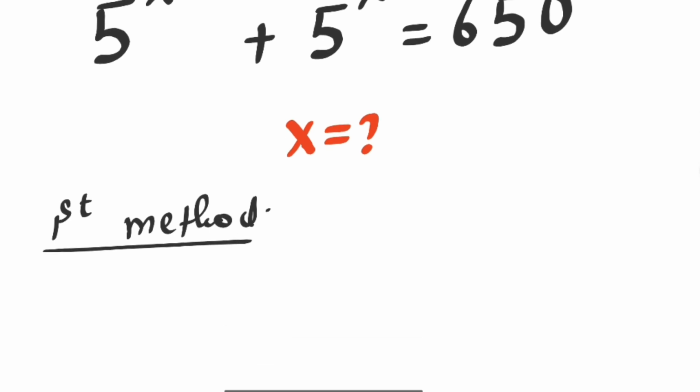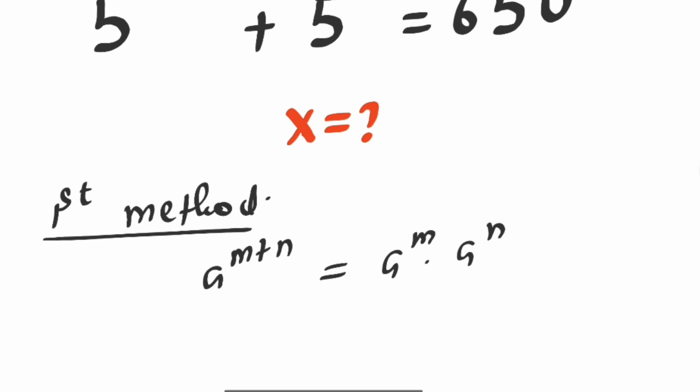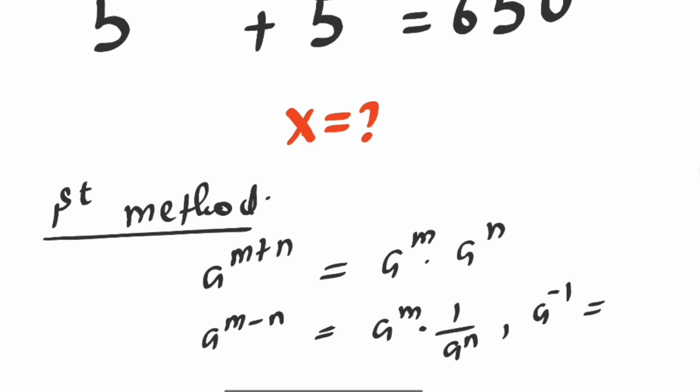If you have a raised to power m plus n, this is equal to a raised to power m multiplied by a raised to power n. And if you have a raised to power m minus n, this is equal to a raised to power m multiplied by 1 over a raised to power n. Then if you have a raised to power minus 1, this is equal to 1 over a.